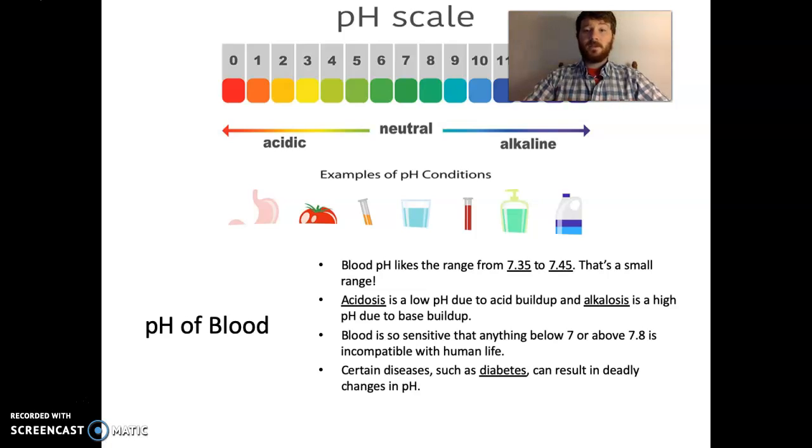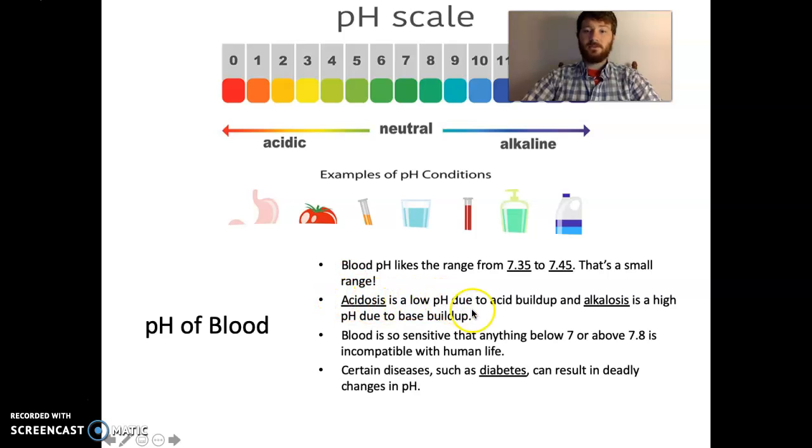Your blood pH likes to range from 7.35 to 7.45. It's a very small range, considering the other ranges that your body can accept. Think about the range of temperature that you can survive. If it's 50 outside, you might not like it, but you'll survive. If it's 100 degrees outside, you might not like it, but you're going to survive. But your blood pH has a very small range.